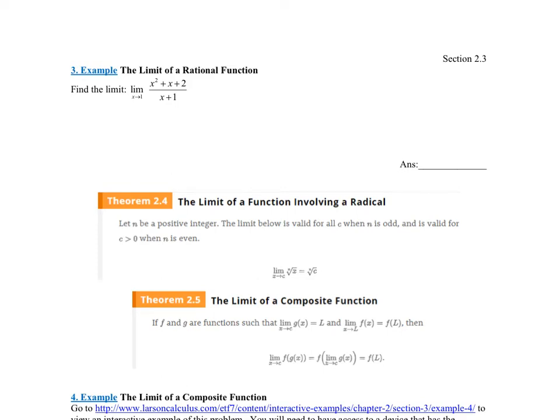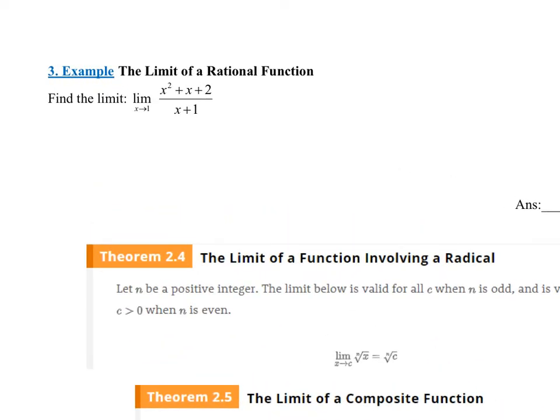That previous theorem makes example 3 significantly easier. It says the limit of a rational function. Find the limit as x approaches 1 of x squared plus x plus 2 all over x plus 1. Well, this is a rational function, and for rational functions, what we're able to do is simply plug in the numbers. Plug in the x values.